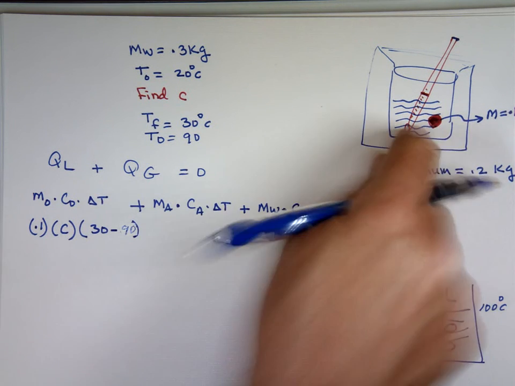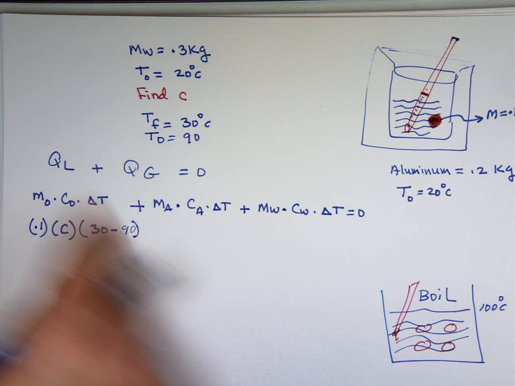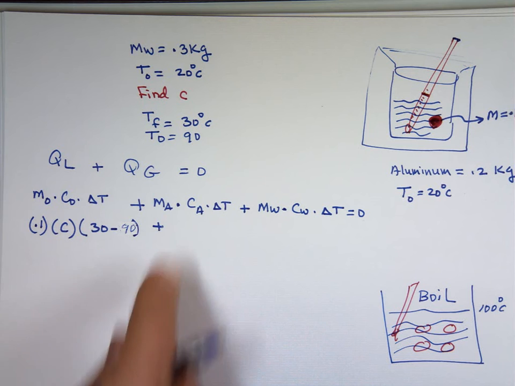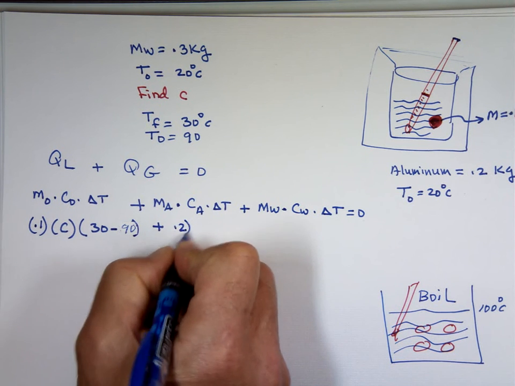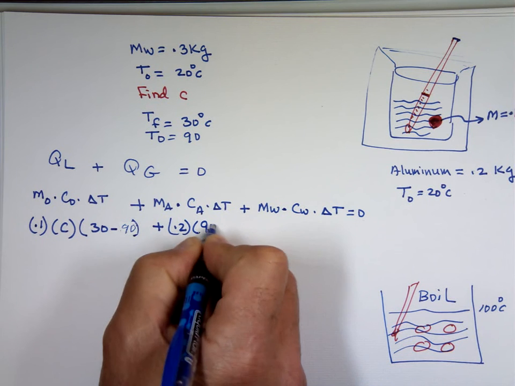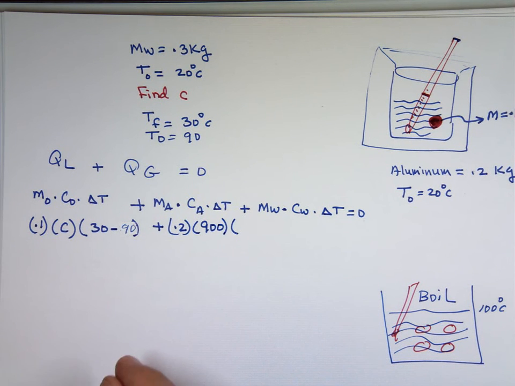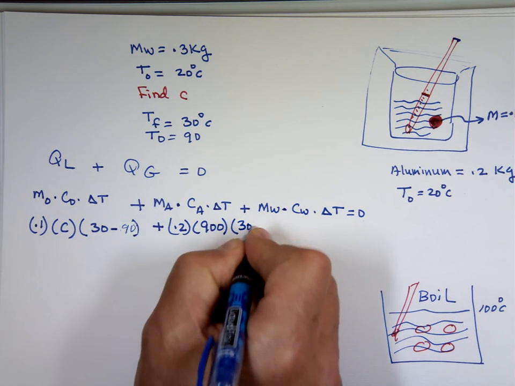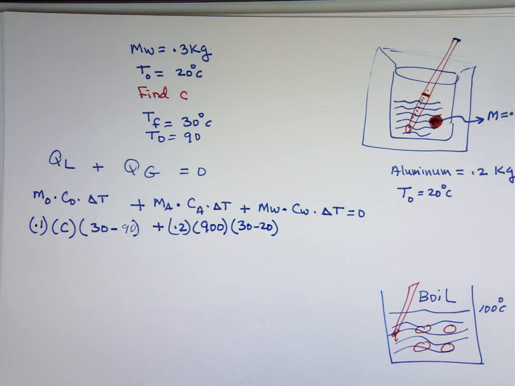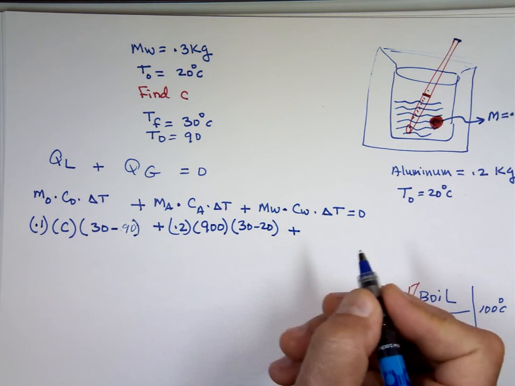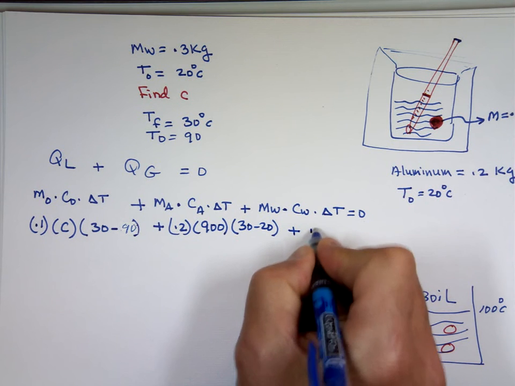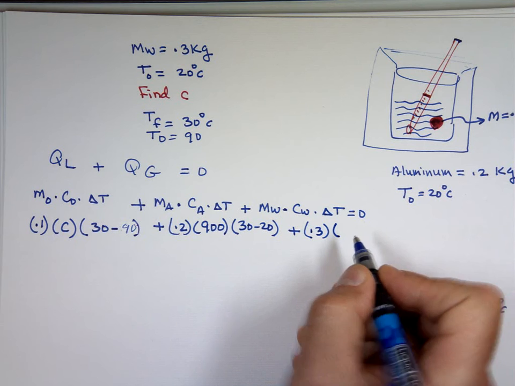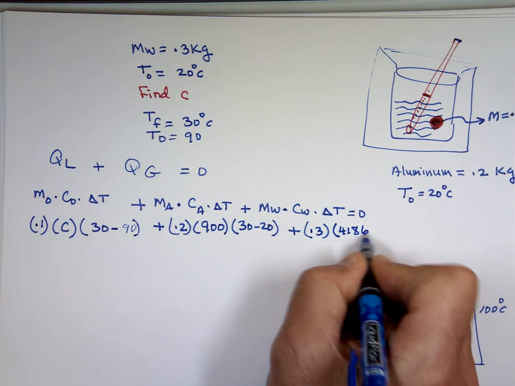Notice that number is negative. That's why Q lost is a negative value. Now let's see the gain one. The aluminum has a mass of what? 0.2. C for aluminum, which is what? 900. Change in temperature, final minus the initial. The final is 30, initial was 20. And let's look at the water. The mass of the water is 0.3. C for water is 4,186. And the final minus the initial, 30 minus 20.